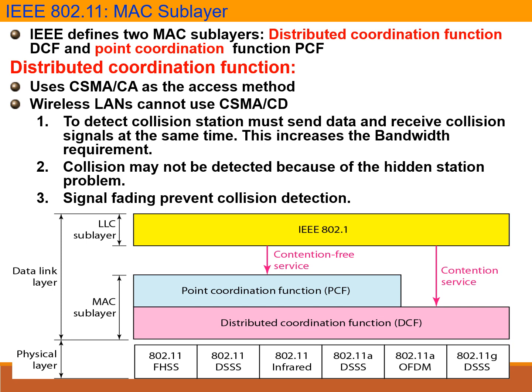And the next one we are going for is the distributed coordination function, that is DCF. It is a basic access method used to support asynchronous data transfer on a best effort basis. Wireless LAN cannot implement CSMA/CD for three reasons. One is for collision detection, a station must be able to send data and receive collision signals at the same time. Collision may also not be detected because of the hidden station problem.